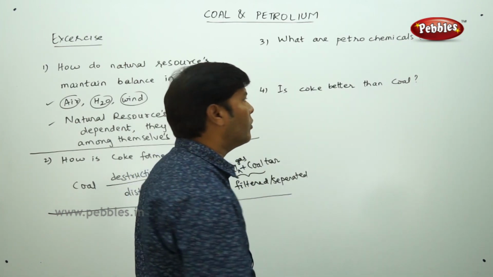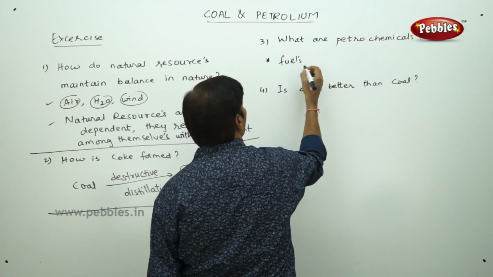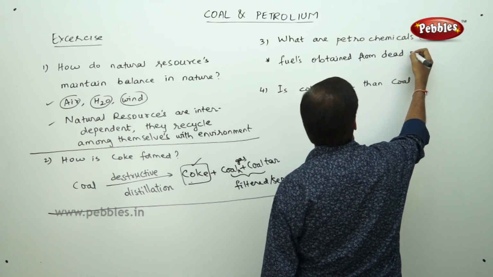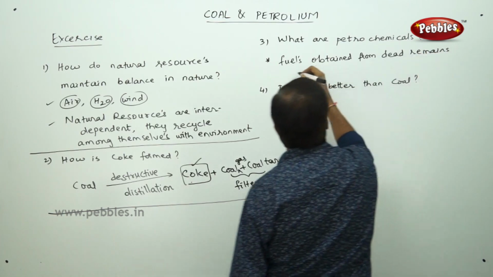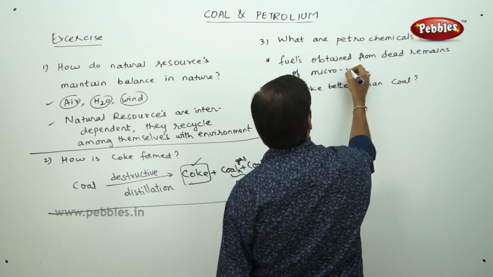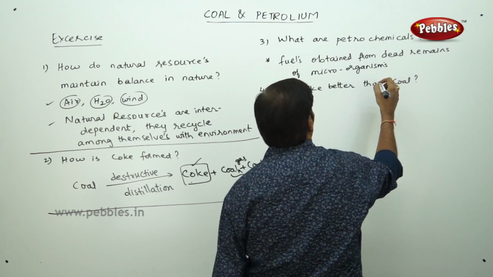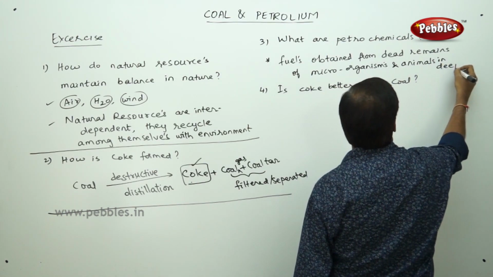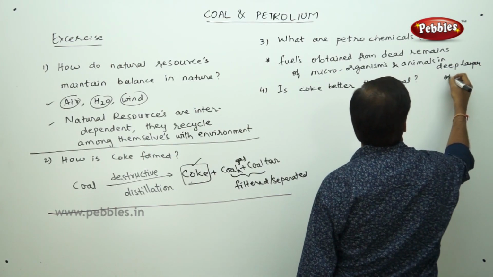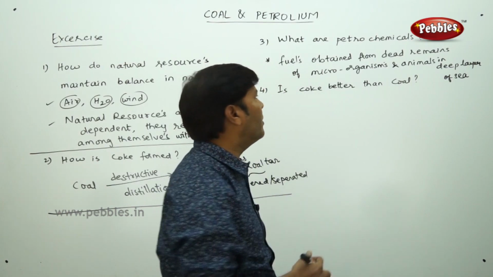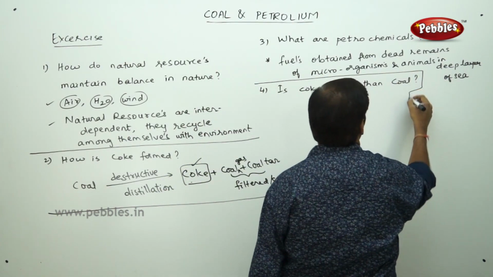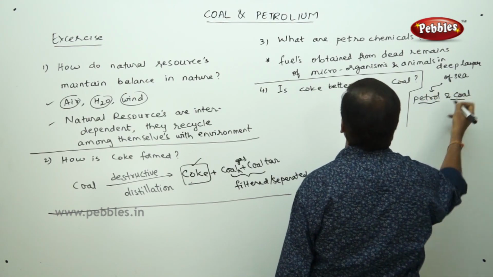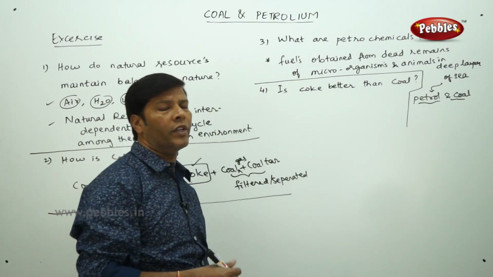If you go for petrochemicals, what are petrochemicals? Petrochemicals are the fuels obtained from the dead remains of microorganisms and the animals in the deep layer of sea. Particularly when you say the petrochemicals, they are mainly made up of petrol and coal. Petrol and coal are the main petrochemicals, which we use in our daily life for various activities.